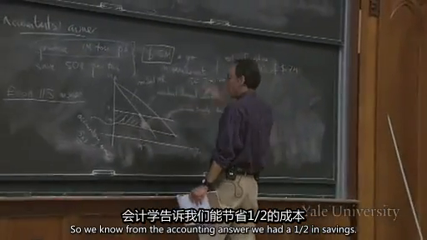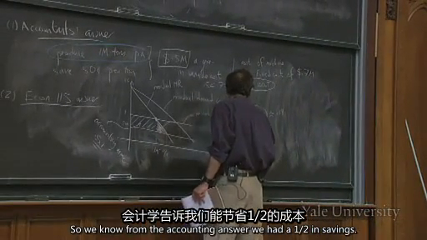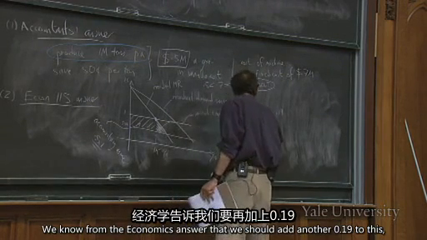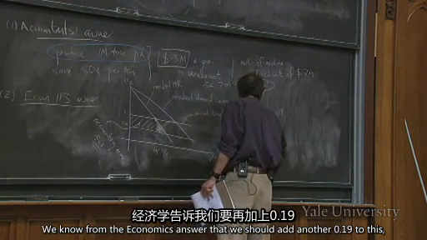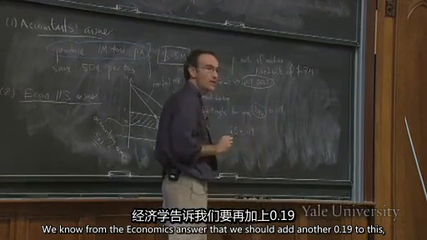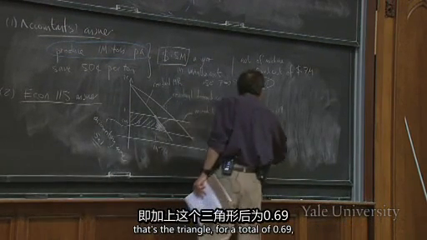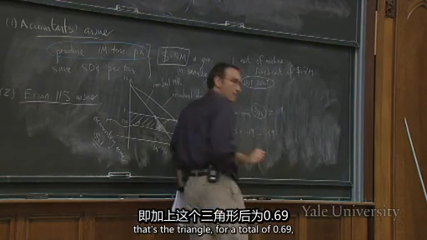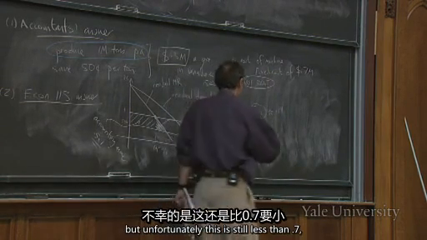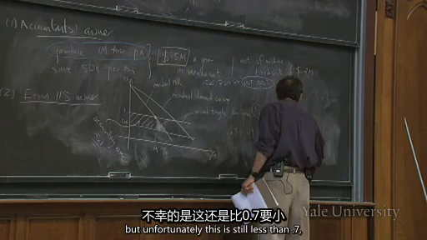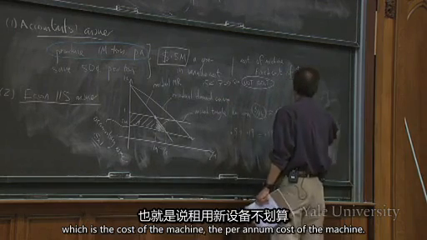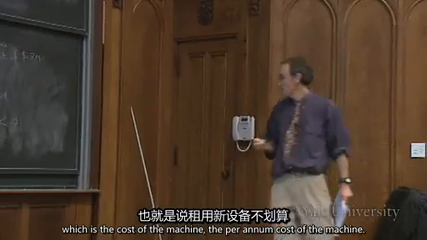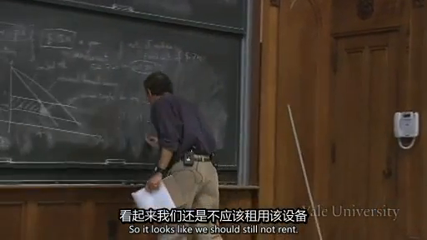All right, so how are we doing now? So we know from the accounting answer we had 1/2 in savings. We know from the economics answer that we should add another 0.19 to this, that's the triangle, for a total of 0.69. But unfortunately, this is still less than 0.7, which is the cost of the machine, the per annum cost of the machine. So it looks like we should still not rent.